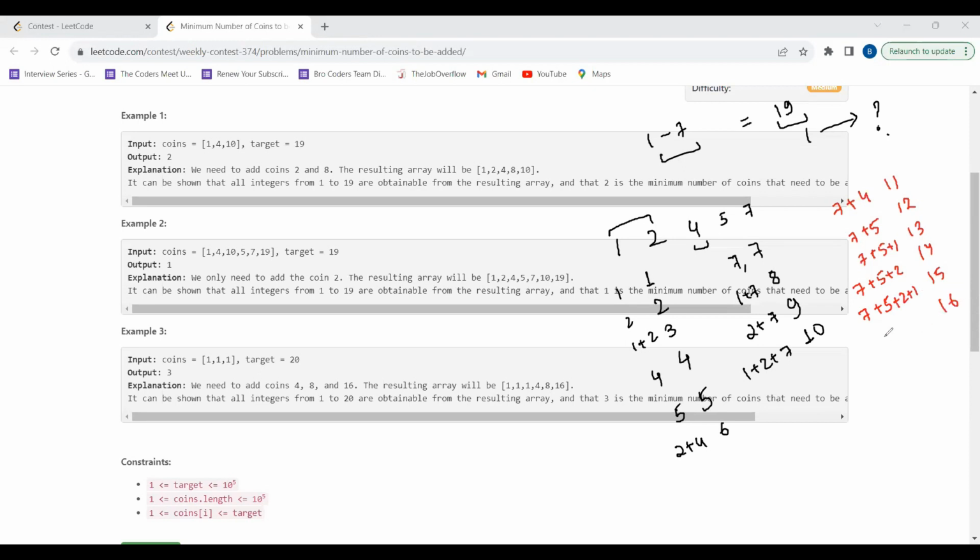16: 7 plus 5 plus 4. 17. It is 16 only. 7 plus 5 plus 4.